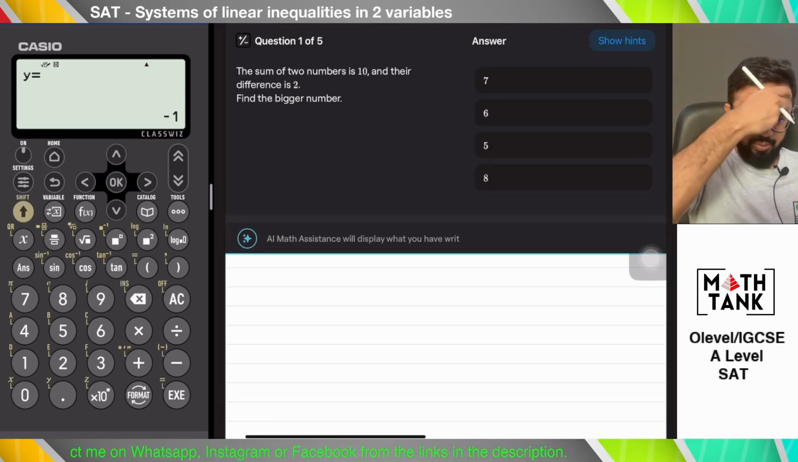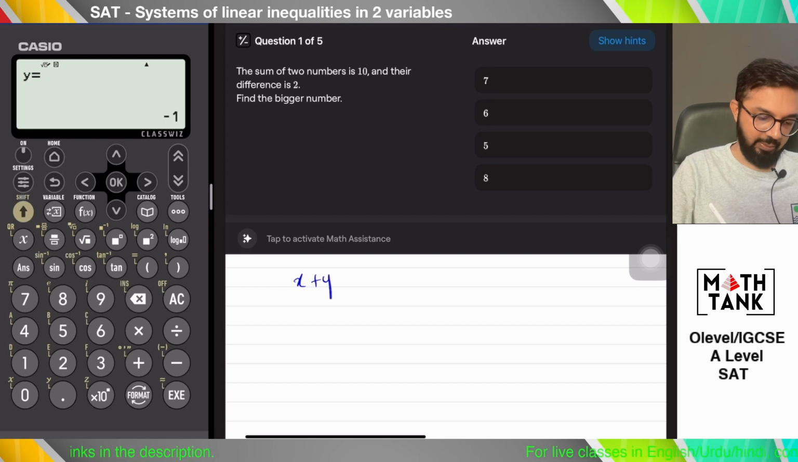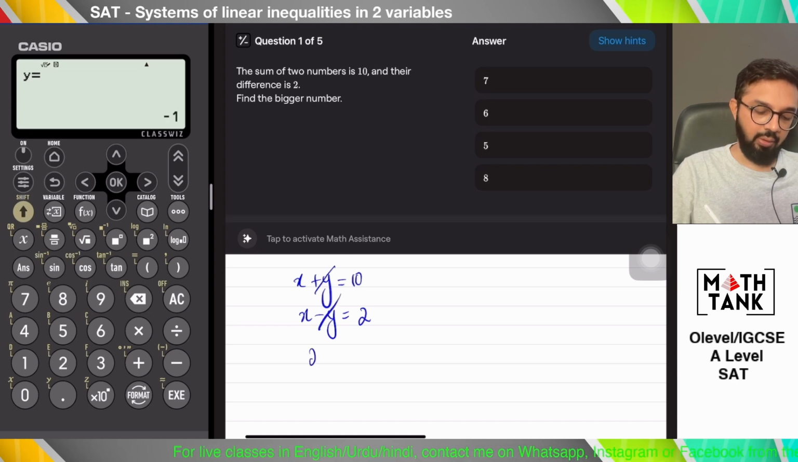Okay, the sum of the two numbers is 10 and the difference is 2. Find the bigger number. So x plus y is 10 and let's say x is the bigger number. So 2x equals 12, x equals 6.